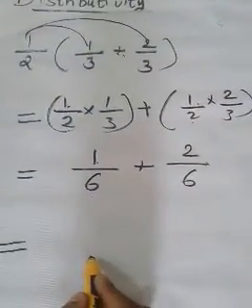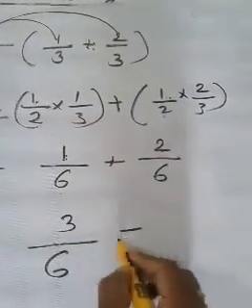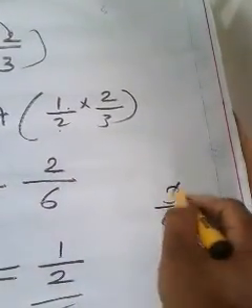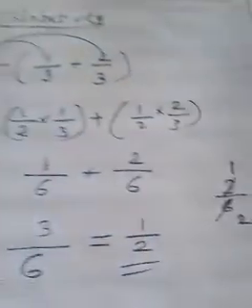Now let's see, since the denominator is already the same, write that. What is 1 plus 2? 3. So the answer is 3 by 6. When you reduce it, it will be 1 by 2. How can you reduce 3 by 6 into 1 by 2? You can cancel both by 3. So we will get the answer as 1 by 2.